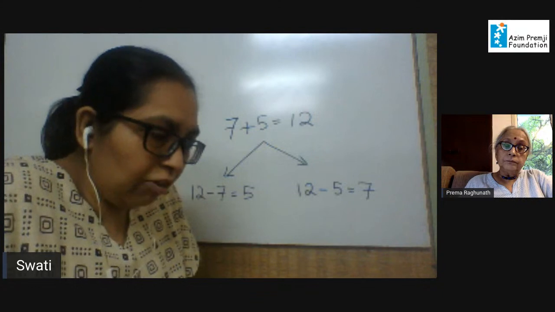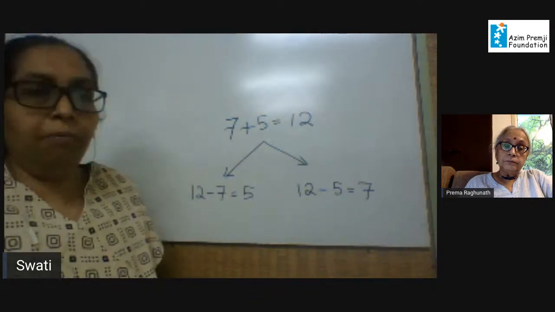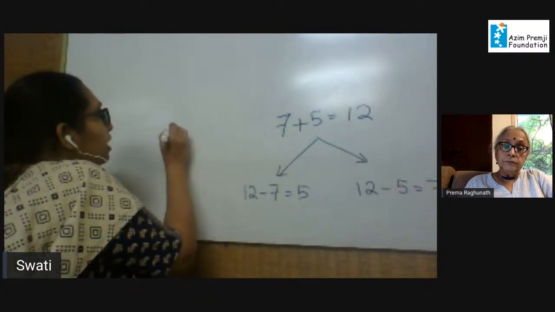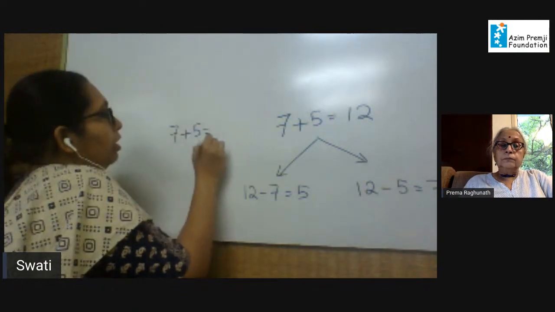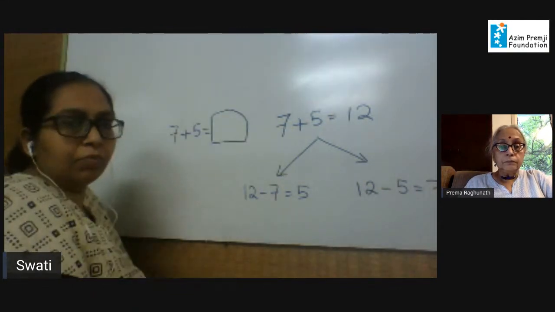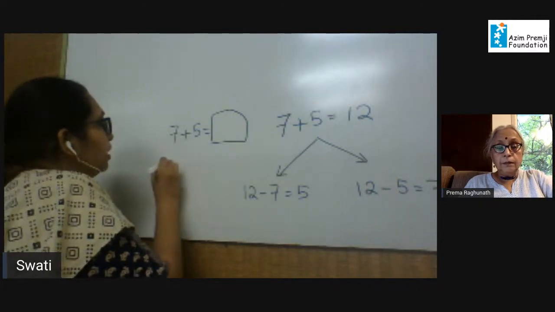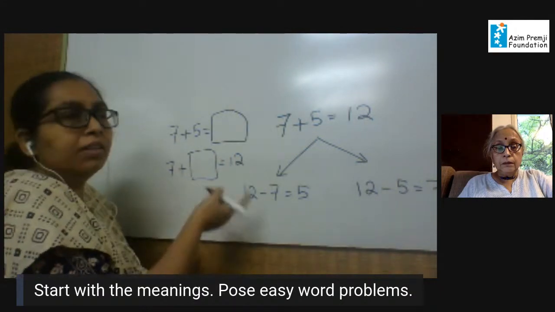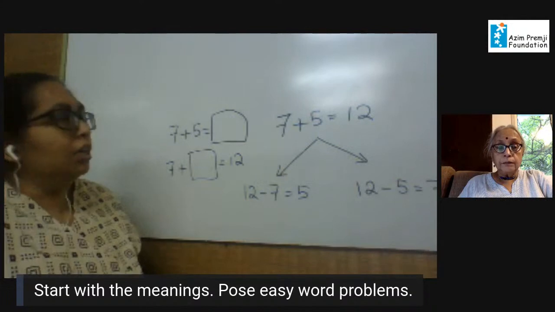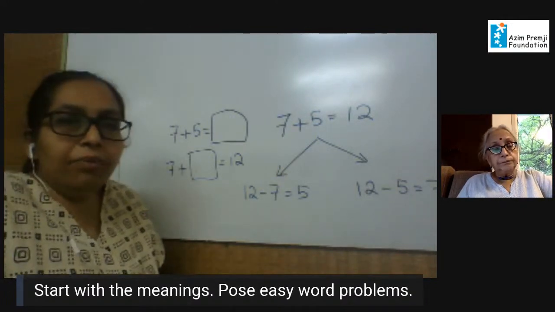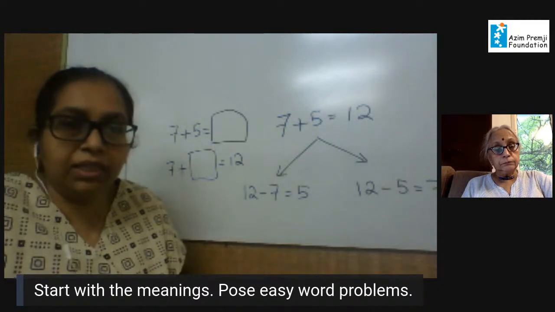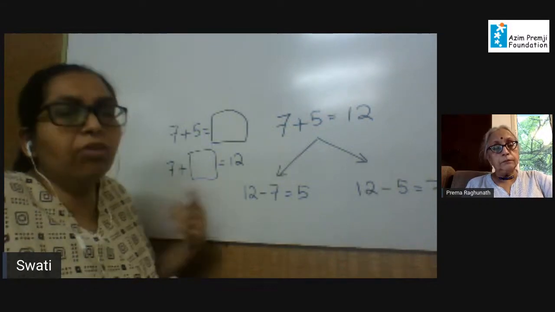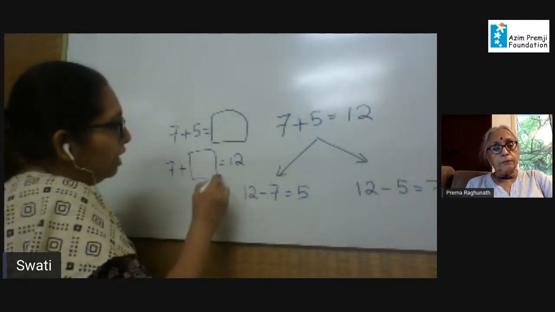I think both kinds of problems should be done. So for example, you can give problems like 7 plus 5 equal to what? That's a pure addition problem. You can also give 7 plus what equal to 12. Now that's a reverse addition problem. So in this case, you actually need to subtract to do the addition. And this kind of problem can be used before you get into subtraction. From here, you can come to this.